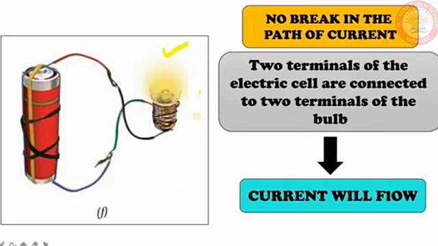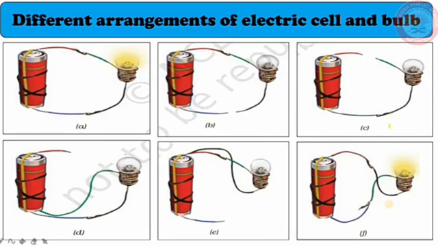And the last one, look at this picture carefully. No break in the path of current. Two terminals of the electric cell are connected to two terminals of the bulb. So current will flow. So what will happen? The bulb will glow. So in these pictures we can see that only diagrams A and F are correct. Here only the bulb is glowing because only these two connections are correct.